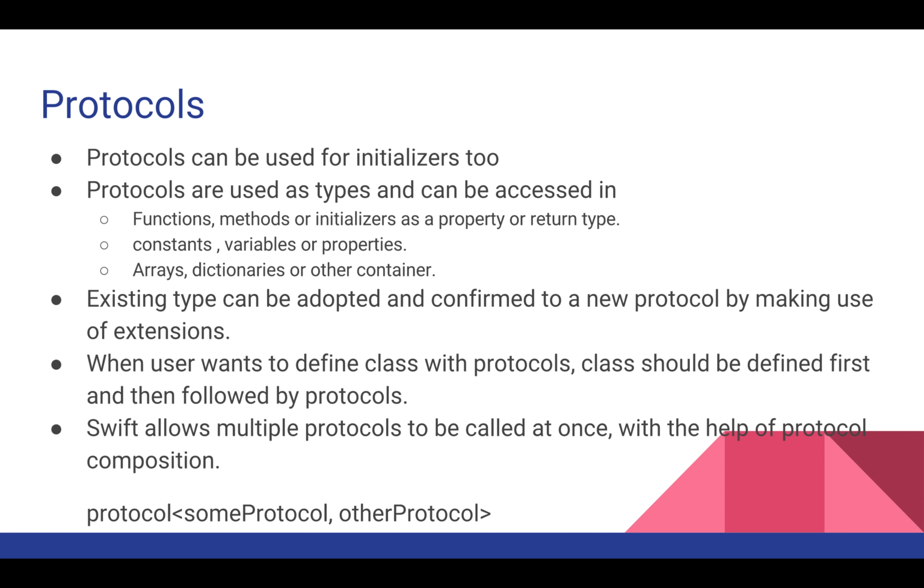A protocol can inherit from one or more other protocols and can add further requirements on top of the requirements it inherits. The syntax for protocol inheritance is similar to that of class inheritance, but with the option to list multiple inherited protocols separated by commas. It can be useful to require a type to conform to multiple protocols at once.